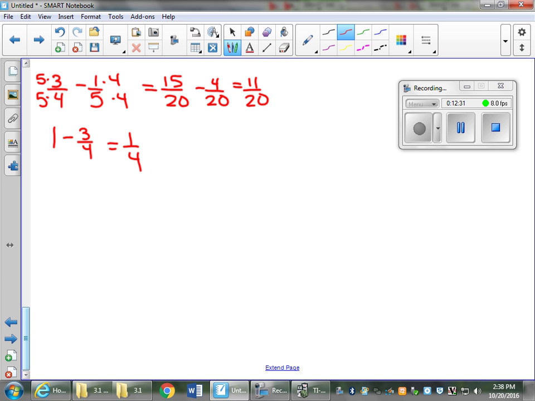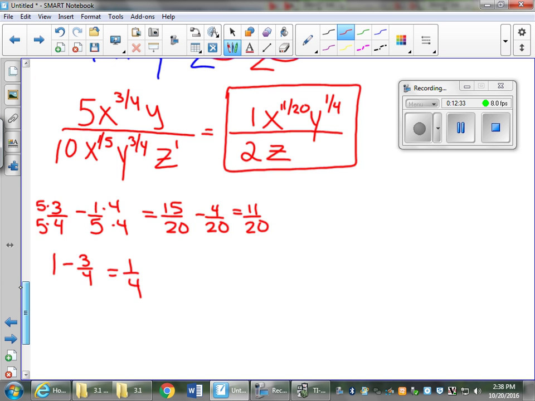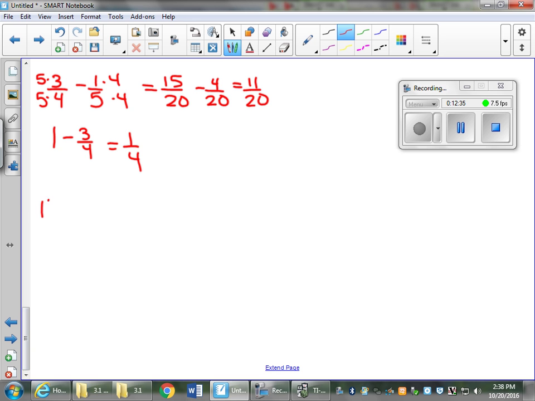And the last one, so number 11, cube root of 40 minus cube root of 5. I'm going to have you guys look at your list of strategies for a minute and think about which one you would use for this example.